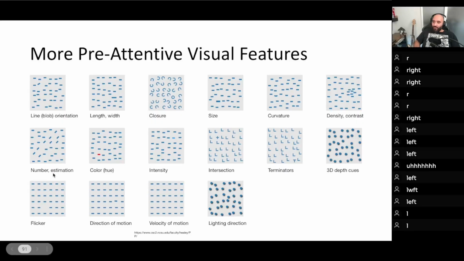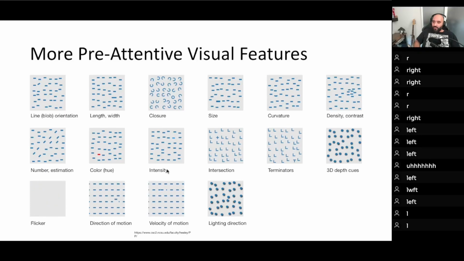You can estimate sort of the number. So number estimation is quick. You can easily detect the hue. You can pretty quickly find the one that's got a different color intensity. You can find the one that has intersection. You can find the 2 lines that are terminated at each other. You can find that it has some 3D depth very quickly.